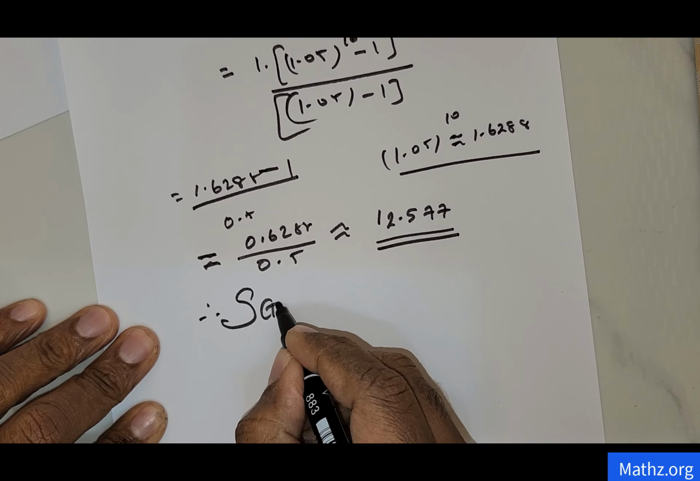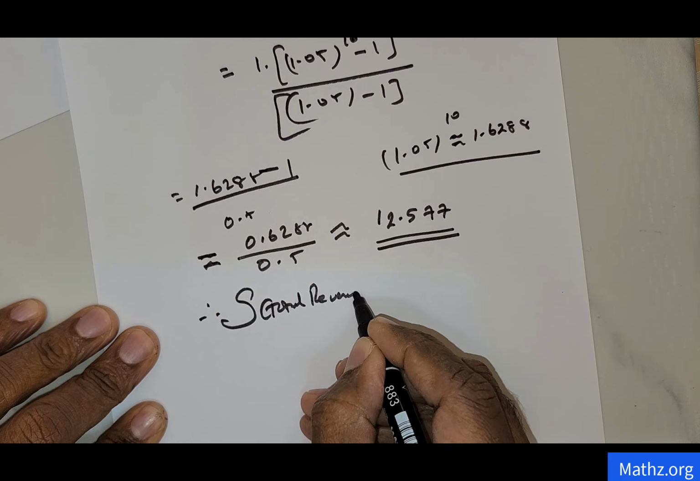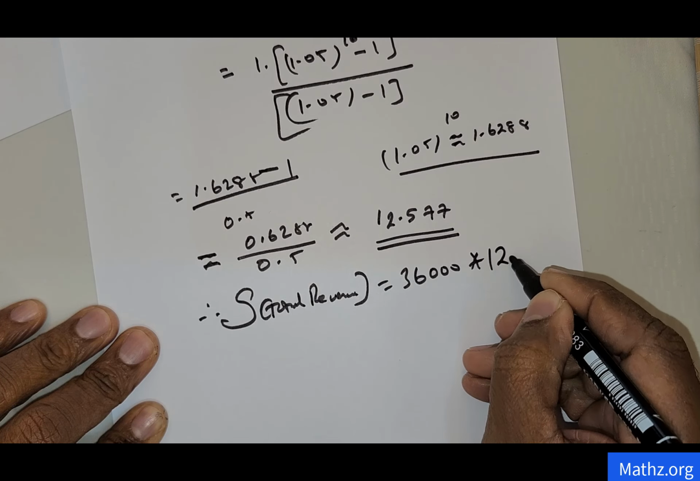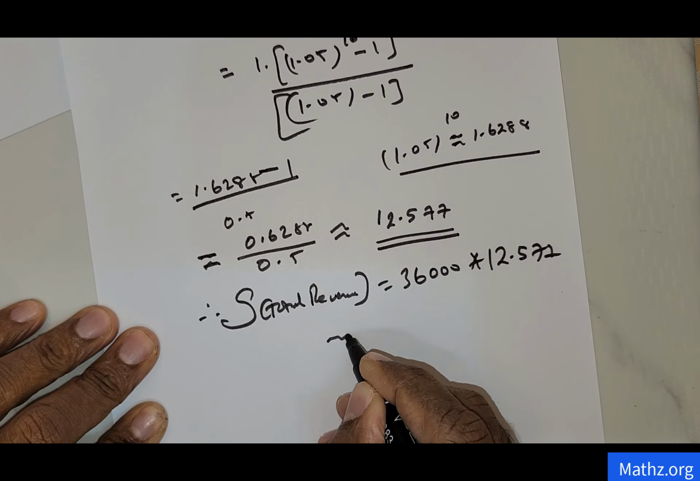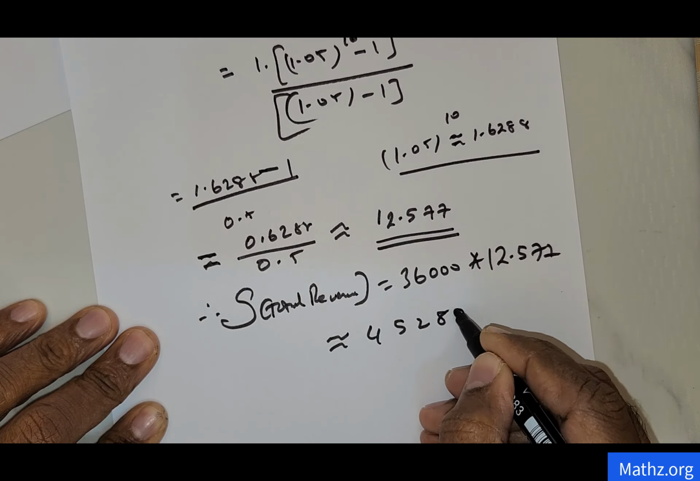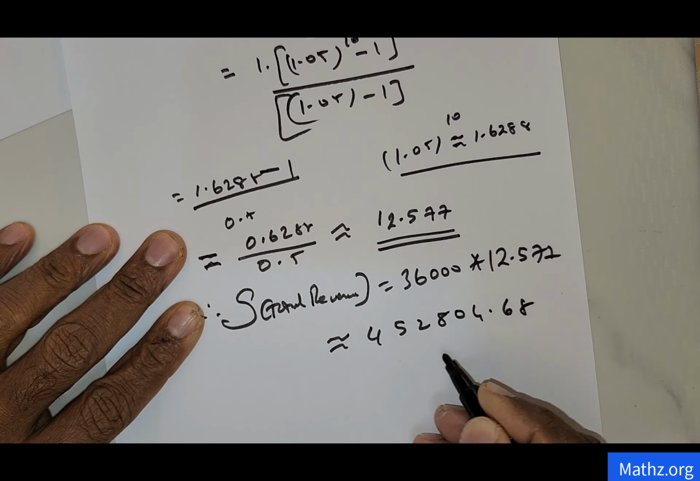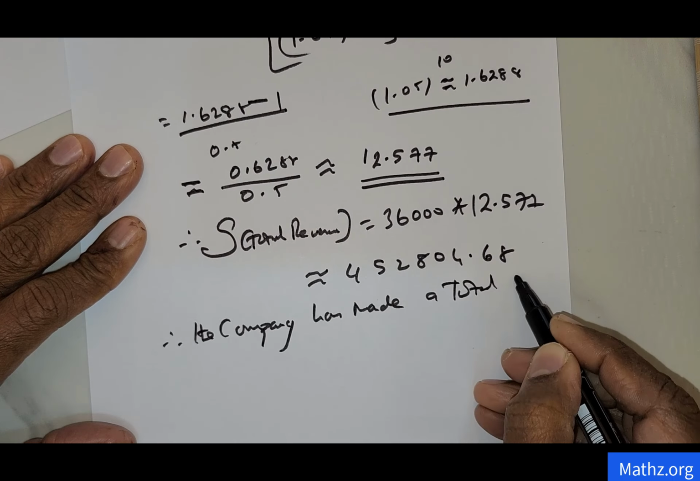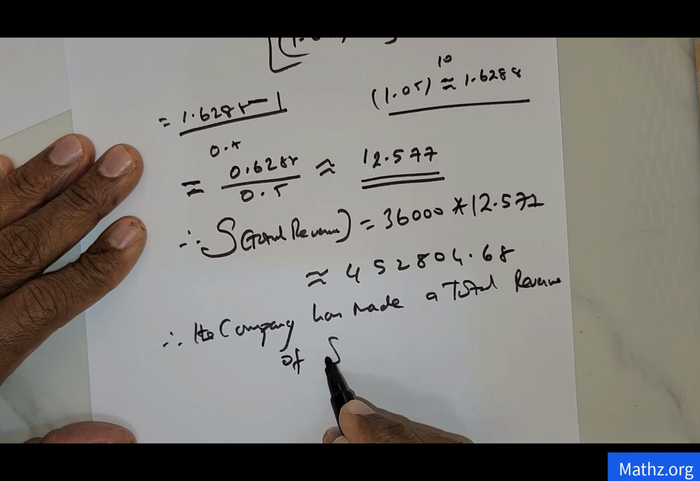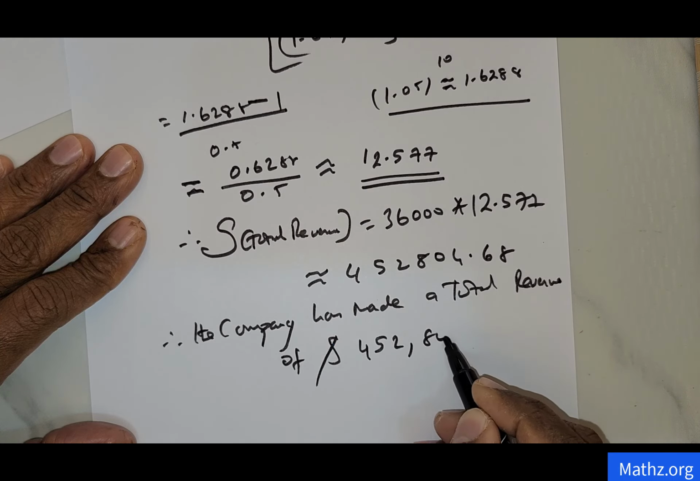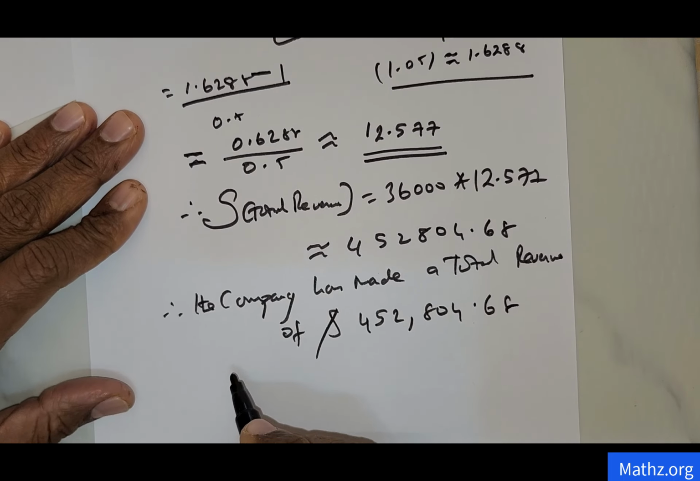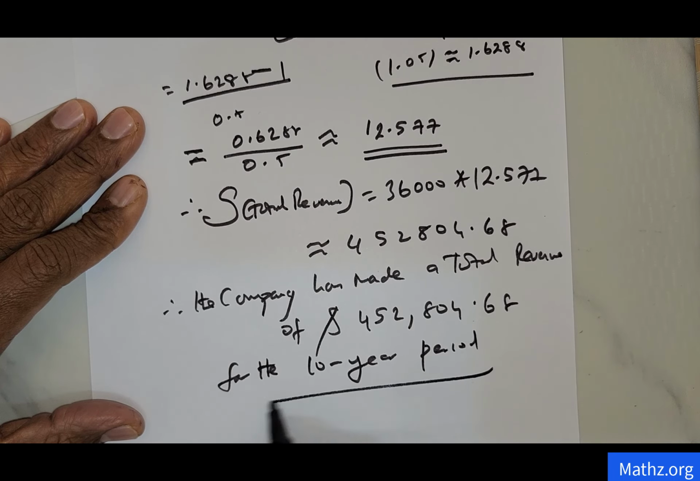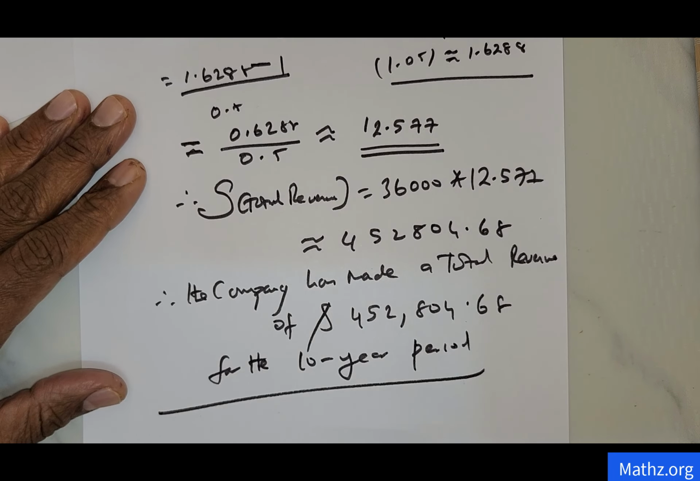But what is the total revenue? So therefore S being the total revenue, this total revenue is going to be 36,000 multiplied with 12.577, and when you do that, that is approximately 452,804.68. So you make the conclusion, therefore, the company has made a total revenue of $452,804.68 for the 10-year period. Okay, so that is the end of this question, students.